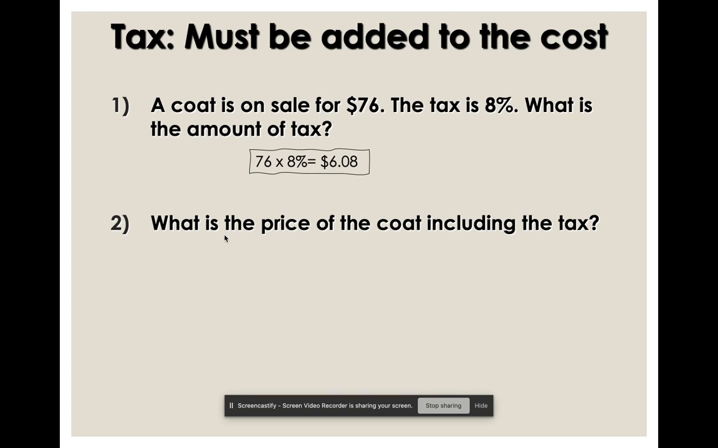This time with tax, the catch, and the way people get stumped here, is they often want to subtract, but tax has to be added. We cannot forget that. So in this case, we should do 76 plus $6.08, which would give us a total of $82.08.